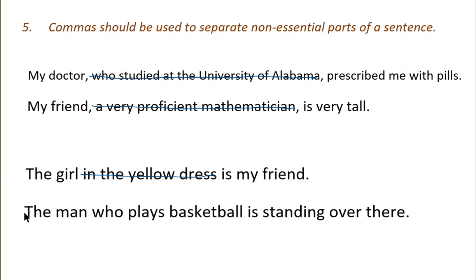The same thing here. The man who plays basketball is standing over there. I could put commas right here. Probably I could, but it wouldn't mean the same thing. The man who plays basketball is standing over there. What I'm trying to say is I'm specifying who the man is. The man who plays basketball, right? The man who plays basketball is standing over there. So when I specify something, I should always leave it outside of commas.